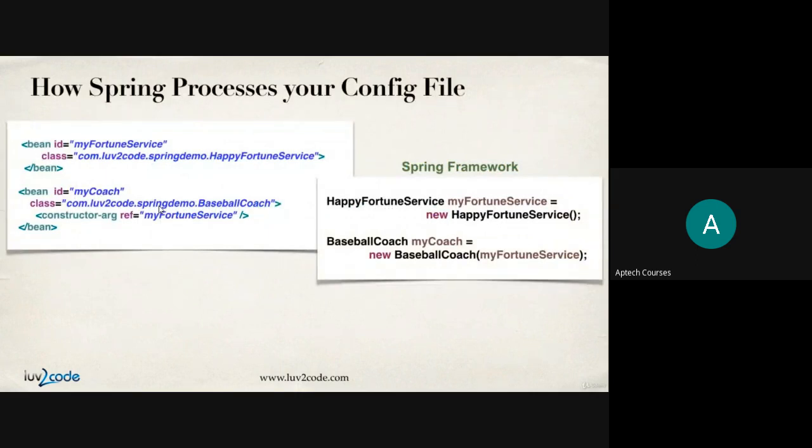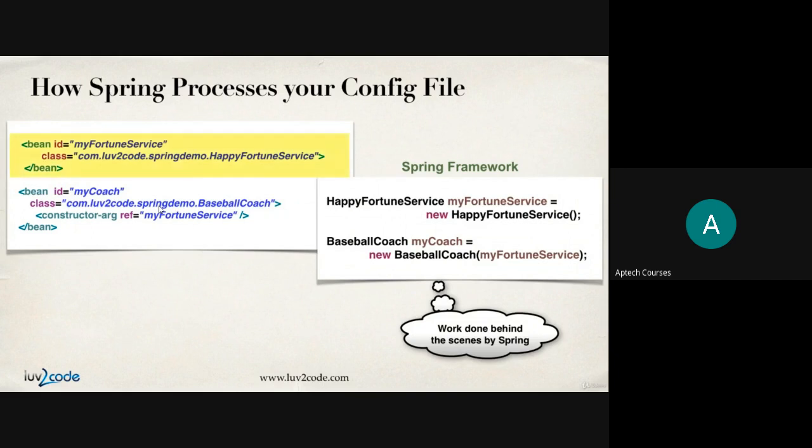So over on the left is our config file. Over on the right is the work that Spring will do for you behind the scenes. When you create that first bean, myFortuneService, HappyFortuneService, behind the scenes, Spring will actually construct that object for you. So they'll call the default constructor or the no-arg constructor, and they'll create a HappyFortuneService, and they'll give it the variable name of myFortuneService.